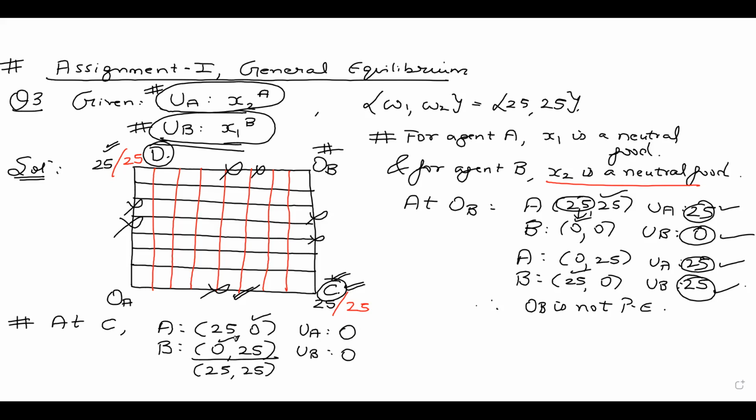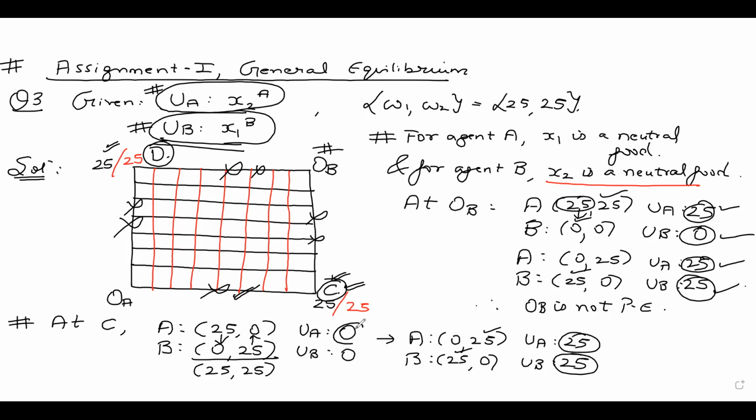Now, let's make them trade. You can clearly see that it's a sure shot beneficial trade. A can give all units of x1 to B, B can give all units of x2 to A. If we make this trade, A will have 0, 25 and B will have 25, 0. Utility which A will now get is 25. Utility which B will now get is 25. If you compare, both A and B have become better off than this. Therefore, I can say that point C is also not Pareto efficient.